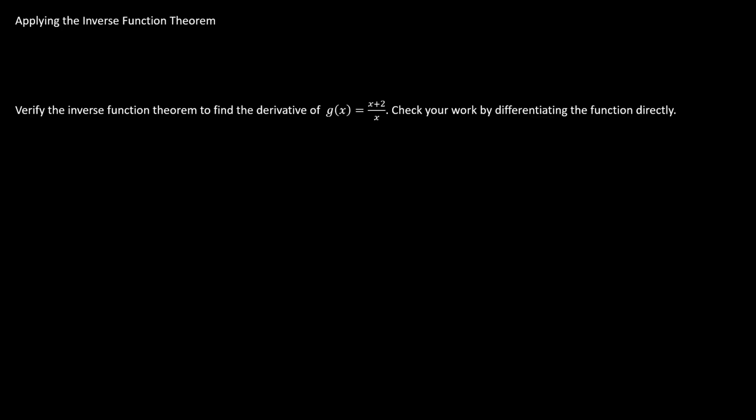We want to verify that this theorem does work using the function g of x equals (x plus 2) all divided by x. So we're going to use the inverse function theorem, and we're going to differentiate directly so that we can see that we'll get the same results no matter which way we do it. The inverse function theorem says g prime will be equal to 1 over the derivative of the inverse. I'm going to use f to talk about the inverse instead of g inverse, just to simplify notation. So f is going to be the inverse of the function g. That way I can say 1 over f prime with g plugged in. It'll be a little easier to discuss.